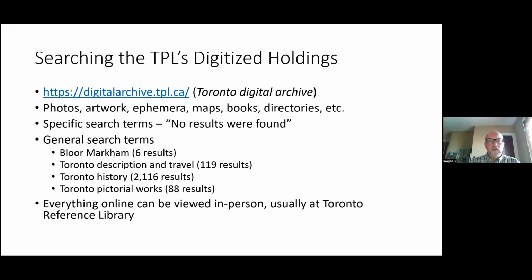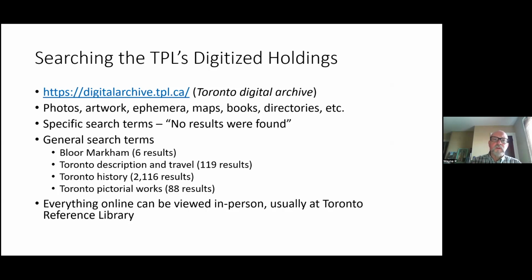There's paintings, photos, ephemera like handbills and fans and advertising material, as well as maps, books, and directories. So when I typed in 586 Bloor West, well, I've been using that specific search term, no results were found. So I moved to a more generalized search. Bloor Markham, 6 results. Toronto description and travel, 119 results, so on and so forth. And I'll explain in a minute why I use some of those general search terms.